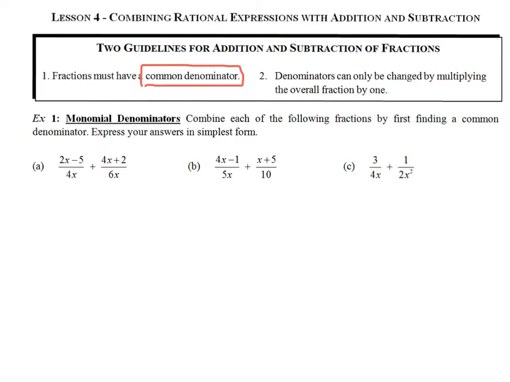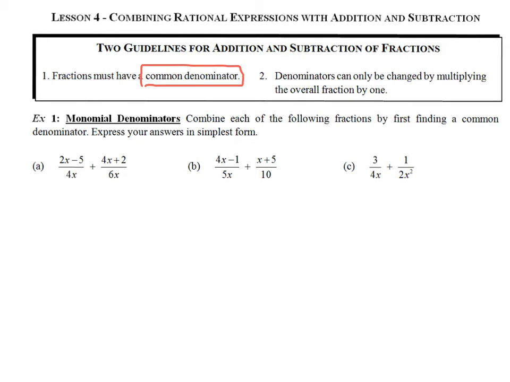Now, the only way that I can change a denominator is by multiplying the fraction by something that has a value of 1. So we're going to see that right off the bat with our first example here. In example number 1, we're going to work with monomial denominators. So notice that our denominators do not have any addition or subtraction. We want to combine the fractions by first finding a common denominator.